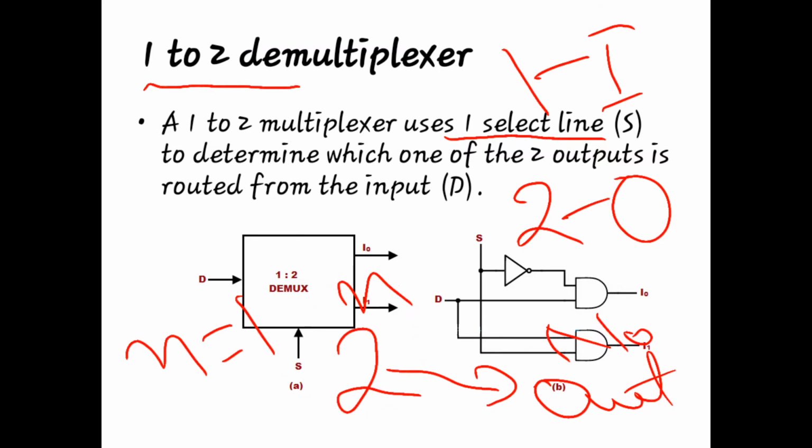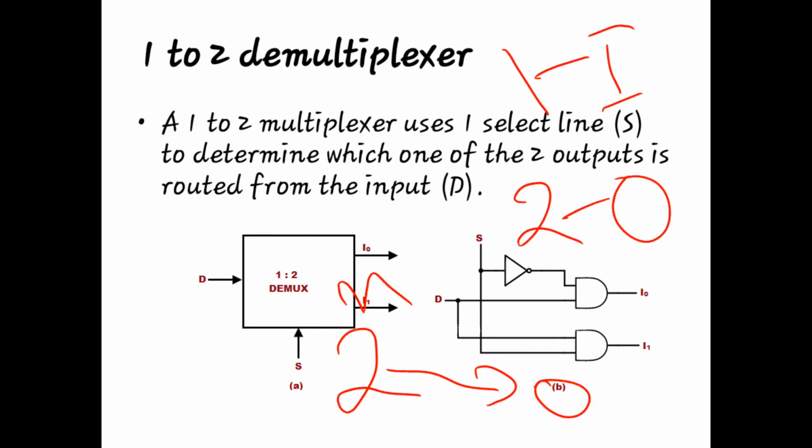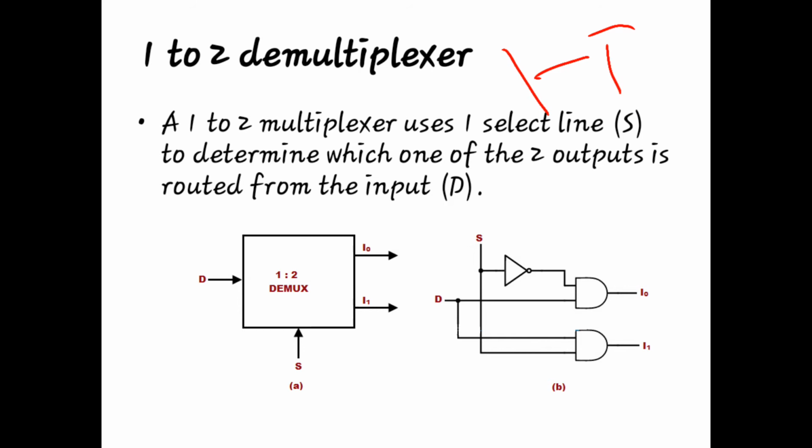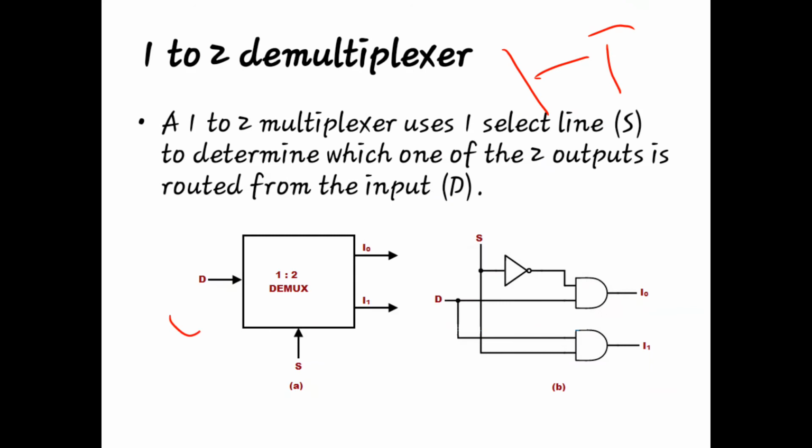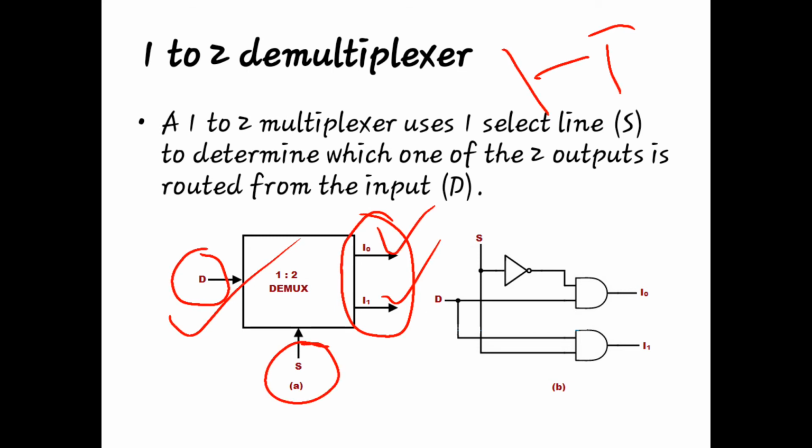Now you can see here a 1 by 2 demultiplexer uses one select line to determine which one of the two outputs is routed from the input D. This is the block diagram. This is a single input D. These are the two outputs, I0 and I1, and the single select line, that is S.